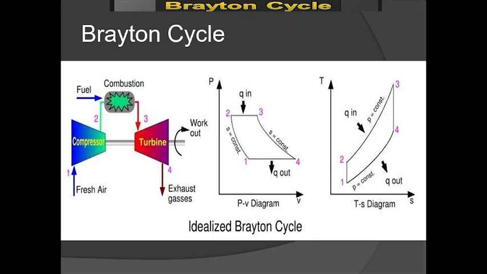So here is a Brayton cycle. First, fresh air is put into the compressor. Then, from the compressor, the compressed air is mixed with fuel, and then combustion happens. Then from the combustion, the expanding air rotates the turbine, which is connected to an electromagnet, or a dynamo, which creates electricity. So here is the PV and TS diagram for the Brayton cycle.